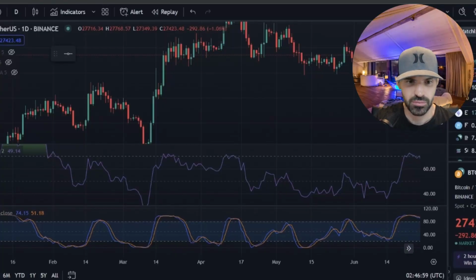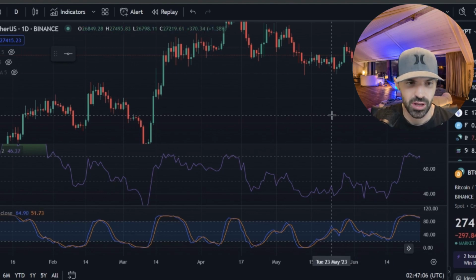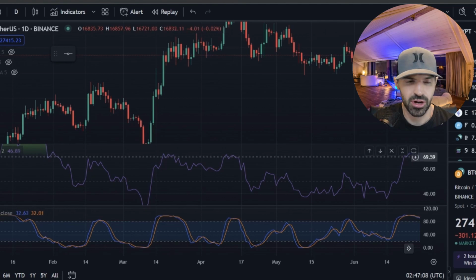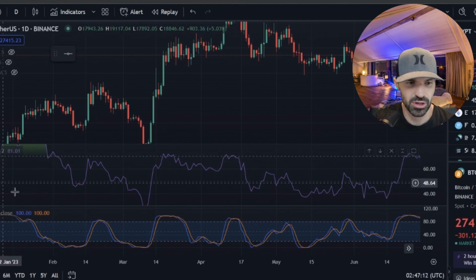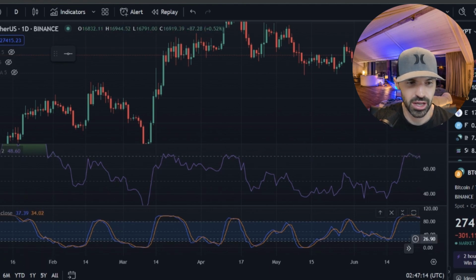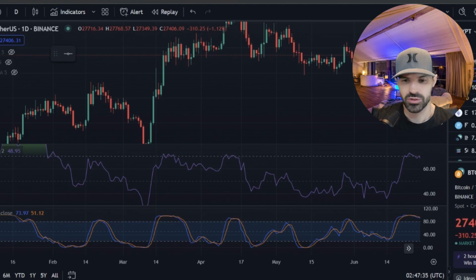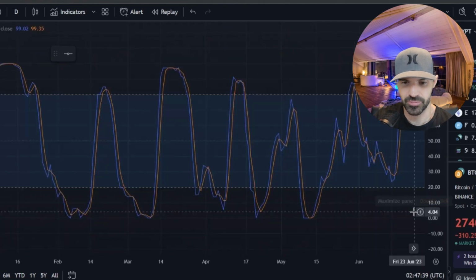So I'm now in TradingView and I am just looking at the price of BTC. On the top here, I have the relative strength index, just your normal RSI. And below, I have the stochastic RSI. As you can see in the chart, there are some key differences between the two. So I'm going to show you the stochastic RSI.